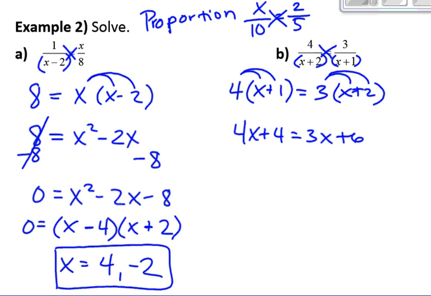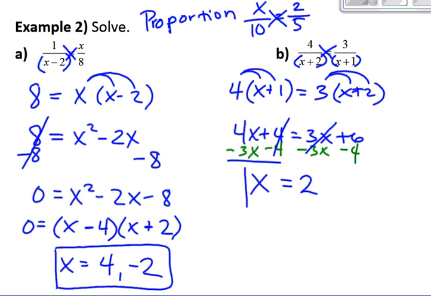Now notice there's no squareds, so that means I want to isolate my x value. I'm going to do that by subtracting 3x, and I'm also going to subtract 4 at the same time. So 4x minus 3x is x, the 4's cross out, the 3x's cross out, and 6 minus 4 is 2. Typically, if you have just an x, no x squared, you'll get one answer, and x squareds will get 2 answers most of the time.